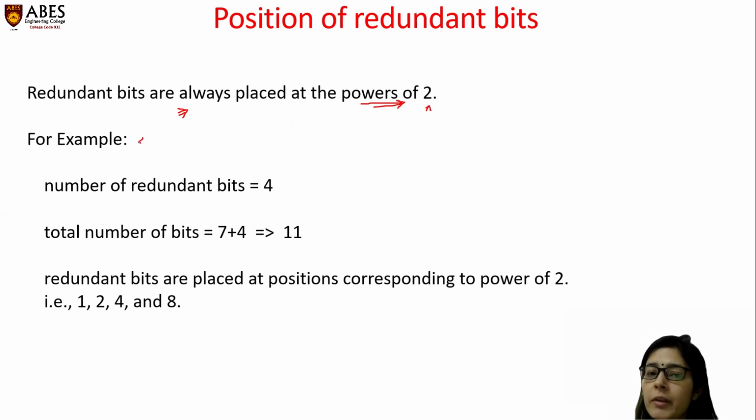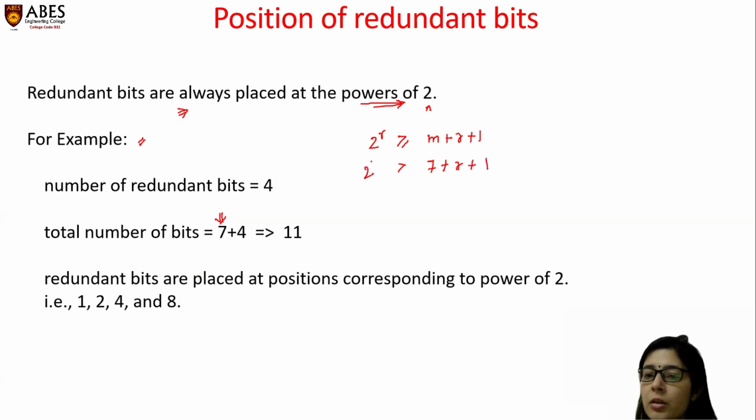So for example, we will consider one example as well. Let's say the size of the data is 7, so there are 7 bits in the data. As per the formula, 2 to the power r is greater than or equal to m plus r plus 1. Here the size of the data is m, we can say 7, and we need to calculate the number of redundant bits, how many redundant bits need to be appended with this size of data.